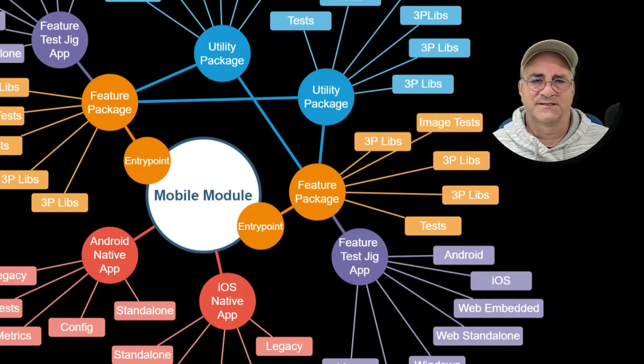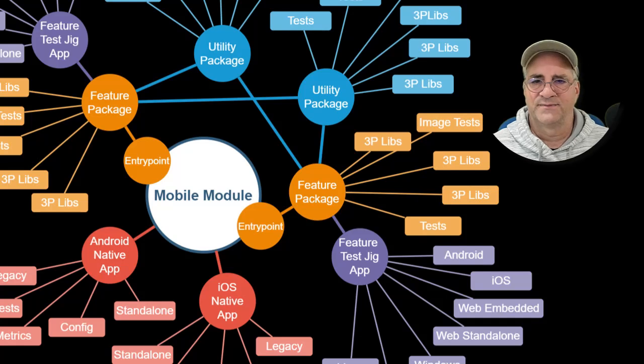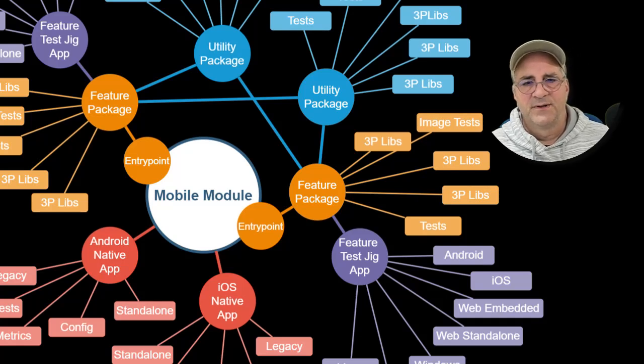I'm going to describe this a little bit. A feature package, like I said, would be like account management or bid control. Utility packages would be reusable. They might be like authentication and credentials and metrics and all kinds of other stuff, right?